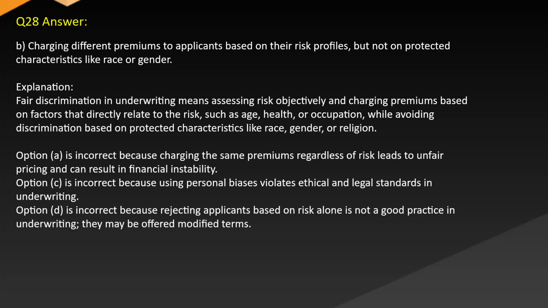Option A is incorrect because charging the same premiums regardless of risk leads to unfair pricing and can result in financial instability. Option C is incorrect because using personal biases violates ethical and legal standards in underwriting. Option D is incorrect because rejecting applicants based on risk alone is not a good practice in underwriting. They may be offered modified terms.